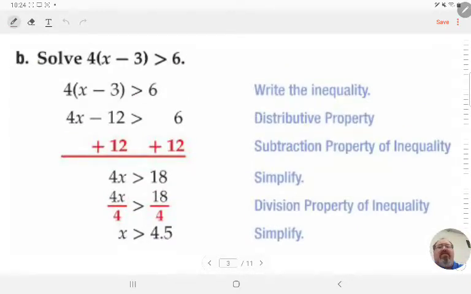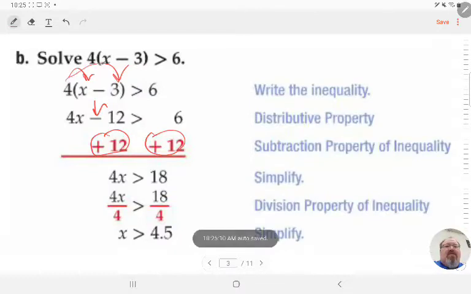So let's look at this inequality. We have the same issue. We have parentheses, so we would have to distribute first. 4 times x would be 4x. 4 times negative 3 would be negative 12. So 4x minus 12 is greater than 6. This is subtraction, so we're going to add 12 to both sides. And that would give me negative 12 plus 12 is 0, so that just leaves me with 4x. And 6 plus 12 is 18, so 4x is greater than 18.